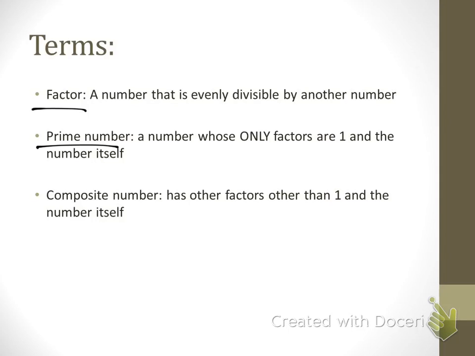Now, a prime number is a number whose only factors are 1 and the number itself. Nothing else can evenly go into that number. A composite number has other factors other than 1 and the number itself.